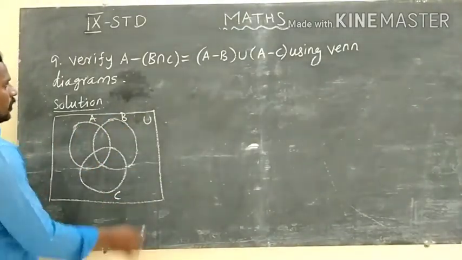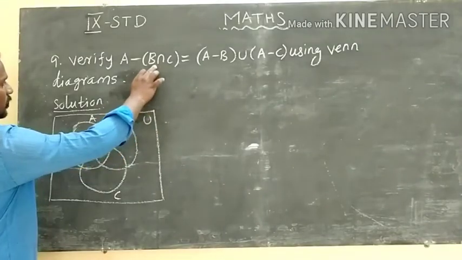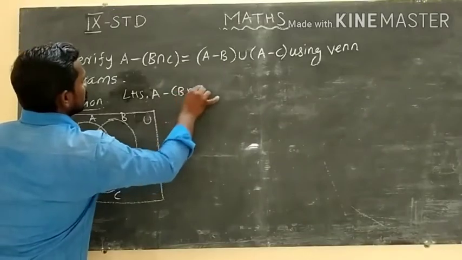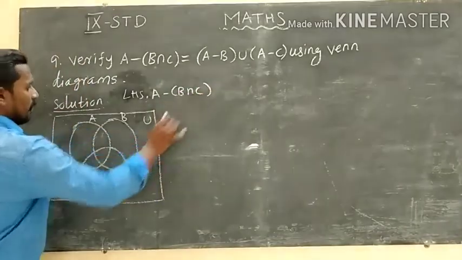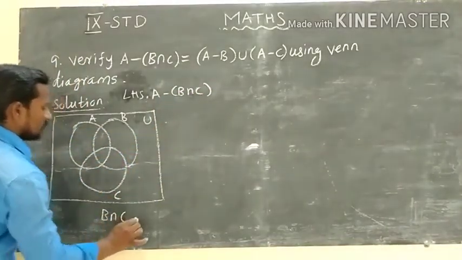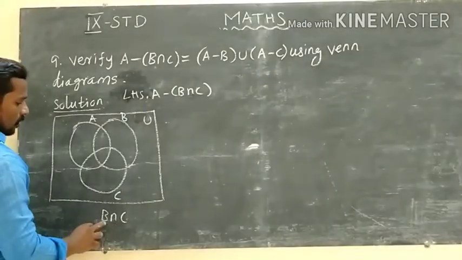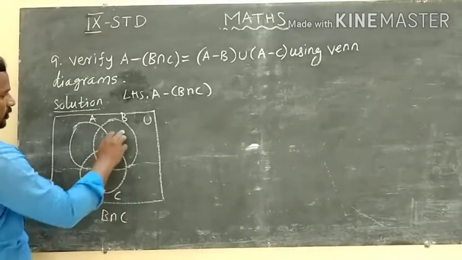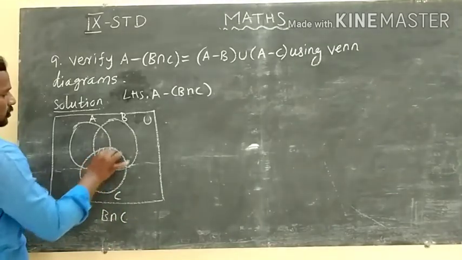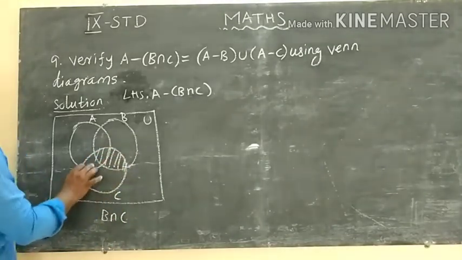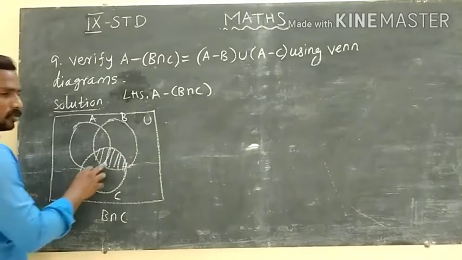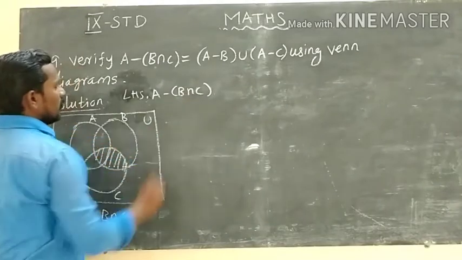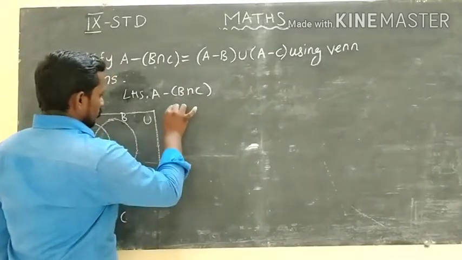Okay, so first find the LHS answer. The LHS is A difference (B intersection C). First find B intersection C. B intersection C is the common portion for B and C, the common places shared by B and C. Next, A difference (B intersection C).